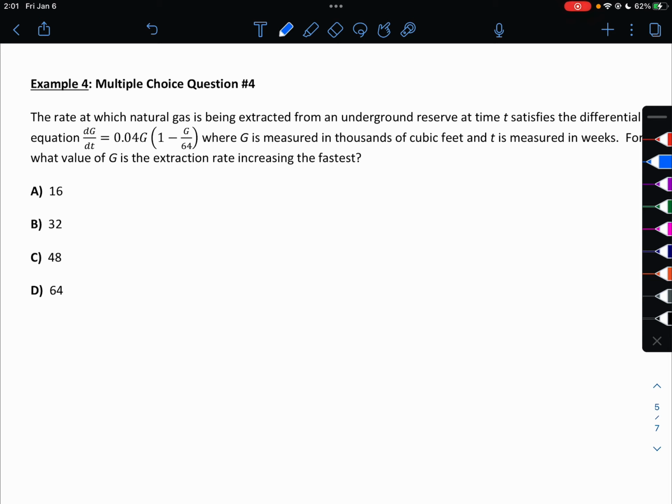Question 4. The rate at which natural gas is being extracted from an underground reserve at time t satisfies the differential equation dg/dt, where g is measured in thousands of cubic feet and t in weeks. Clearly, that's a logistic growth differential equation. For what value of g is the extraction rate the fastest? So again, this goes back to the last problem. It's increasing the fastest when it reaches half of its logistic growth capacity. The carrying capacity here is 64, so simply half of that, it's increasing the fastest at 32. That is when it is half the capacity, and that is when there would be an inflection point in the graph.